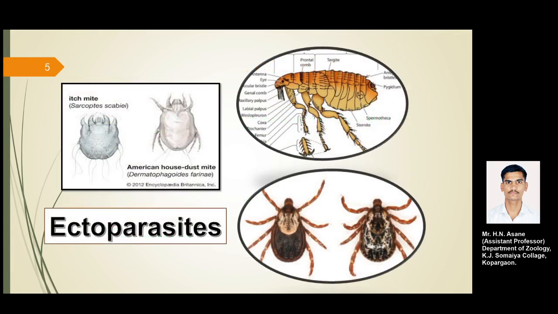These are some pictures of the ectoparasites. In the first picture you are going to see the itch mites, and these itch mites are very small in size. If you put a dot on paper with your pen of 0.5 mm, the itch mites are smaller than that dot in actual size.